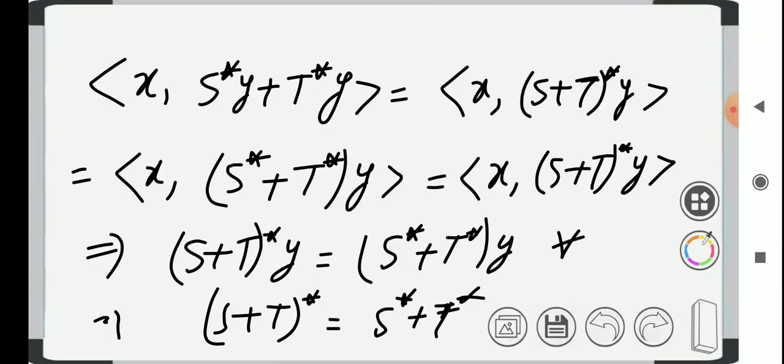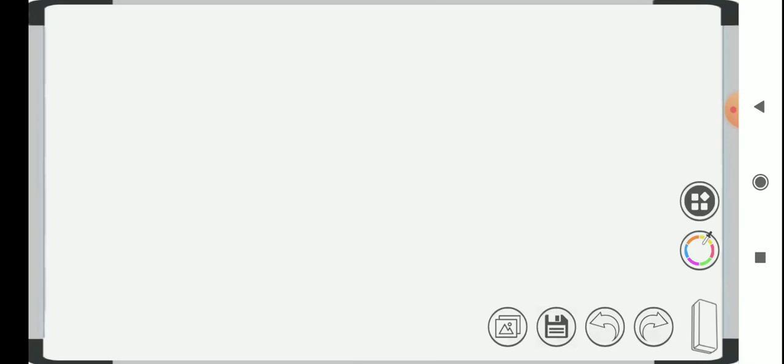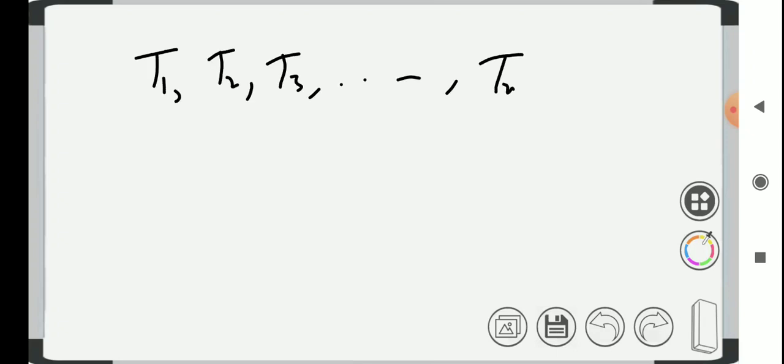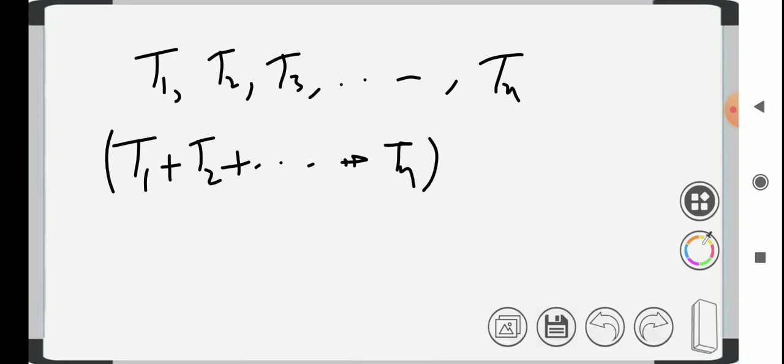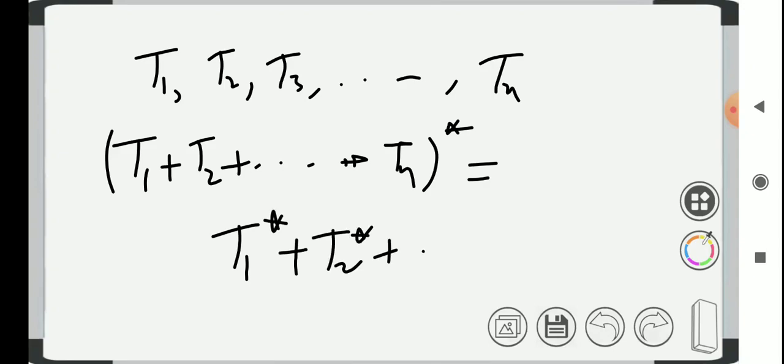Now it is simply defined for two, but we can extend it up to a finite number of linear operators. That is, if we have T1, T2, T3, up to Tn, n linear operators, and we have to define the adjoint of the sum of all these, then it is simply T1 star plus T2 star plus dash dash plus Tn star. It is about the sum.